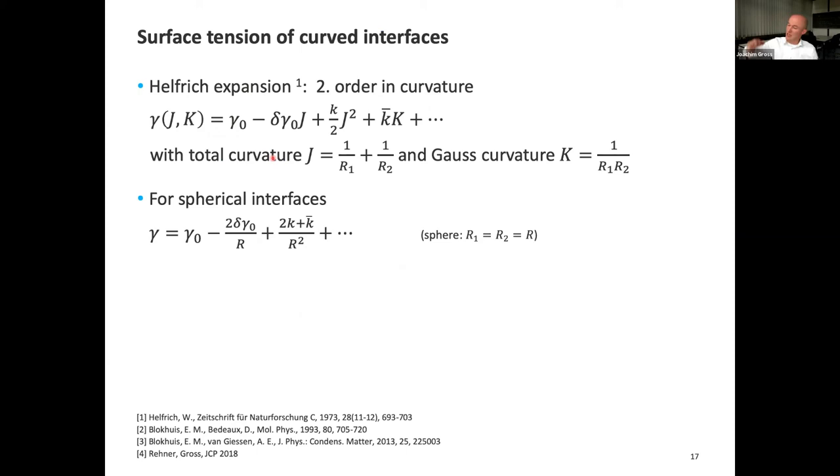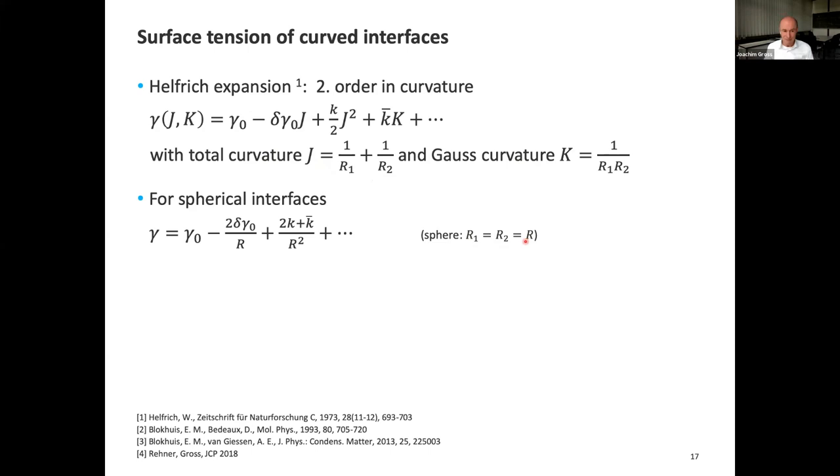A curved interface, an arbitrarily curved interface, has principal radii R1 and R2. And rather than expanding in R1, R2, we propose to expand in terms of J and K, like shown in this slide. For spherical interfaces, radius 1 and radius 2 are the same, and they're referred to as R, the radius.